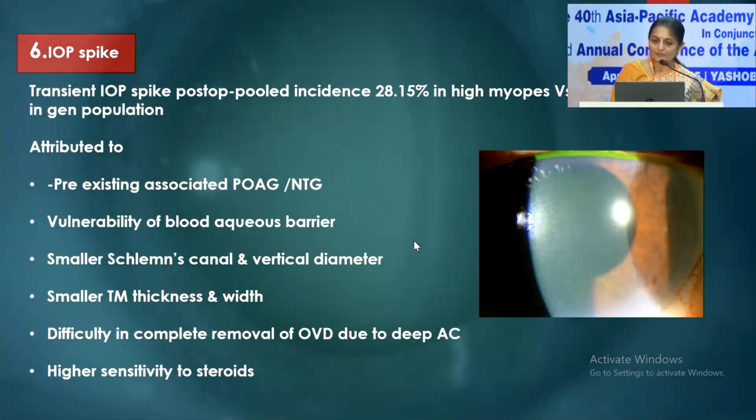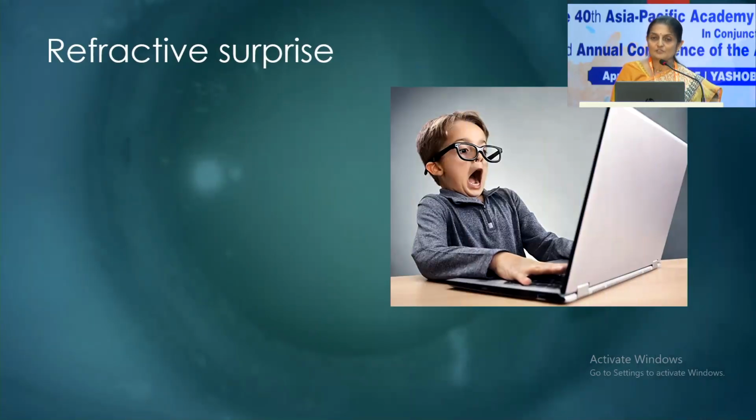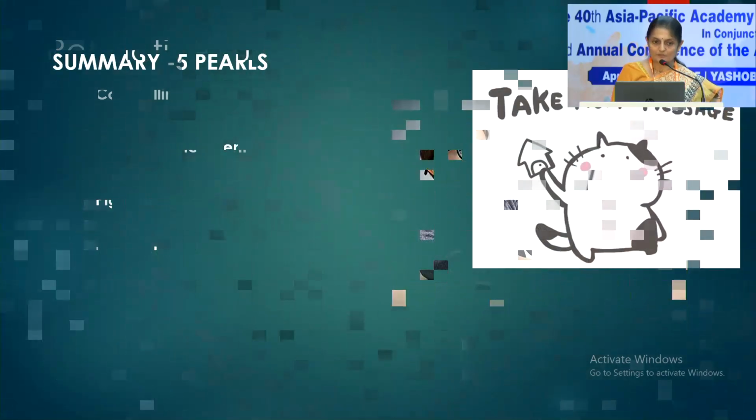IOP spike is another significant complication, maybe because of pre-existing POAG or because of the anatomical change, or there can be a steroid responder as well. Refractive surprise is the only major thing which we are most worried about. That's why we keep stressing on counseling to make the patient happy, or go for either laser enhancement, and rarely piggyback IOL and IOL exchange, mainly for hyperopic LASIK patients.